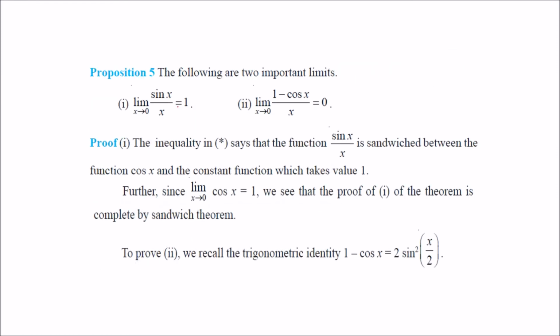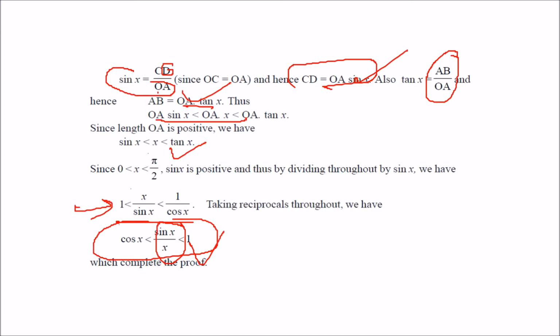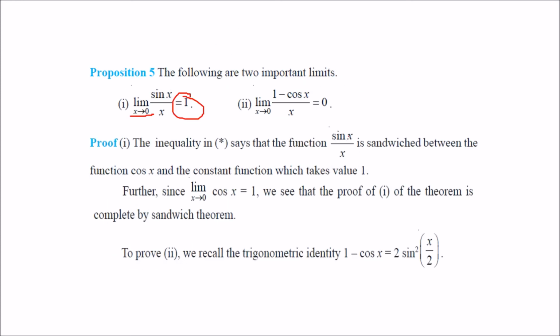Now we'll also prove some more propositions, that is, limit x tends to 0 of sin x by x is 1. How are you going to get it? Because sin x by x was actually sandwiched between these two. See, we have just proved it. Sin x by x is between 1 and cos x. So if x tends to 0, cos x approaches 1. So that is why sin x by x is 1.